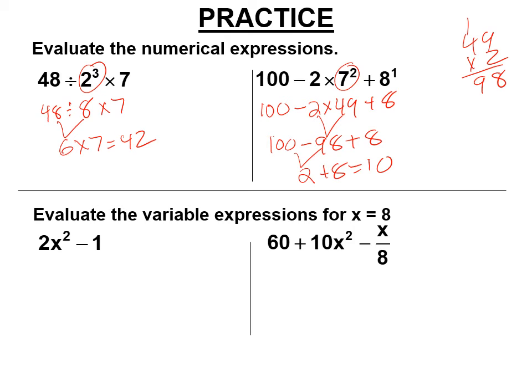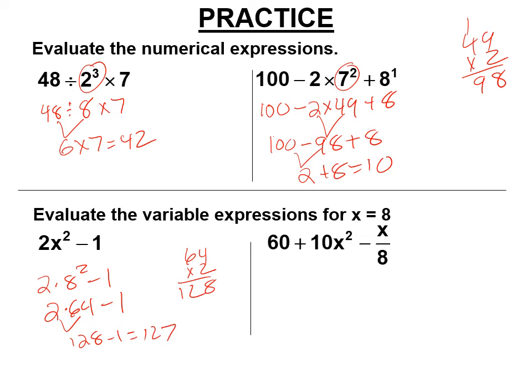X is 8 for both these problems, so it's 2 times 8 squared minus 1. 8 squared is 64. So we have 2 times 64 minus 1. We have to multiply first. And I'm getting 128 minus 1, 127.